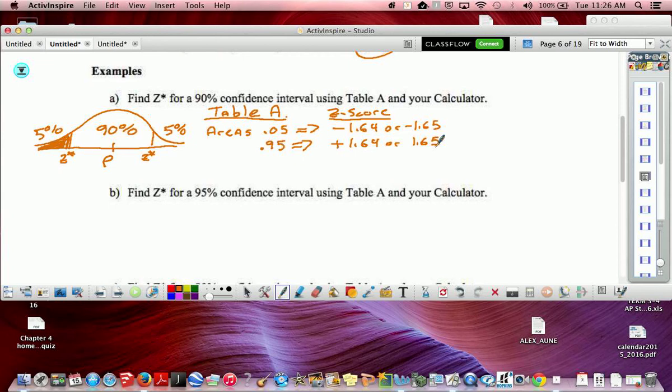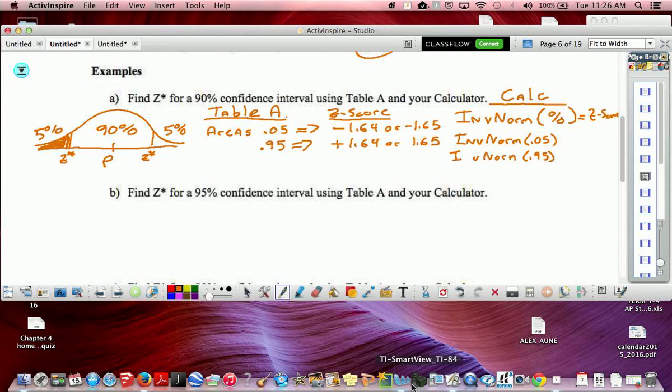Now, if you don't like to use the table, you can use your calculator. To use your calculator, we use the function inverse norm. You do inverse norm of the percentage, that gives you your z-score. So, in our case, I could go inverse norm of 0.05 and inverse norm of 0.95.